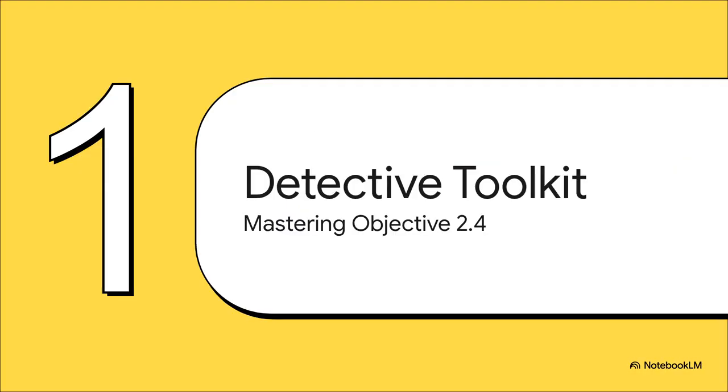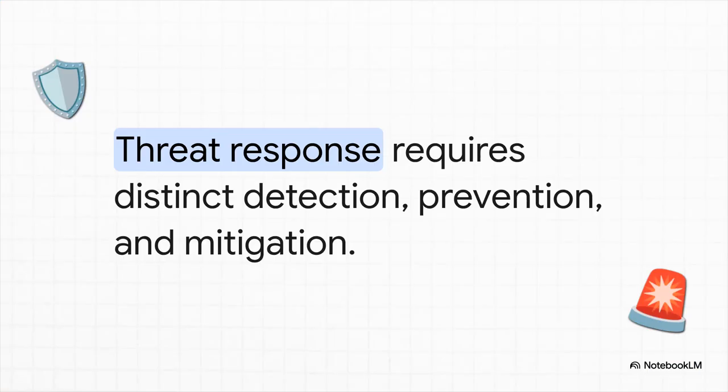Let's kick things off with Section 1, the Cyber Detective Toolkit, Mastering Objective 2.4. When we look at this source material, it's pretty clear that threats come at us in all sorts of forms. Because of that, threat response requires distinct detection, prevention, and mitigation approaches. Now, for the CompTIA Security Plus exam, it's really not just about memorizing a list of vocab words. It's about learning how to actively hunt for those telltale signs of an attack. We need to be able to look at a scenario, recognize the indicator, and instantly understand exactly what kind of threat we might be dealing with.